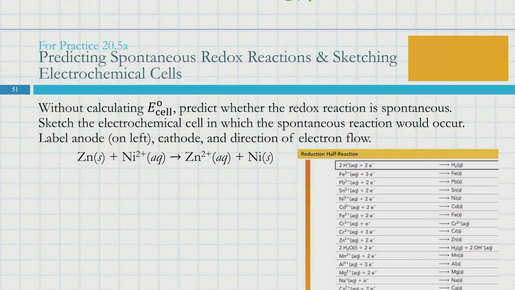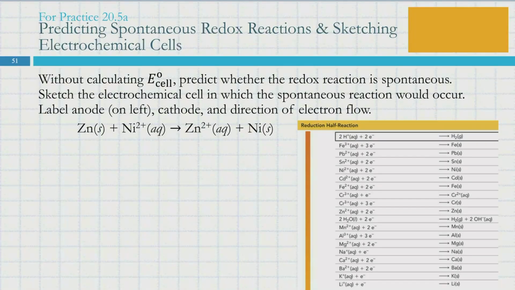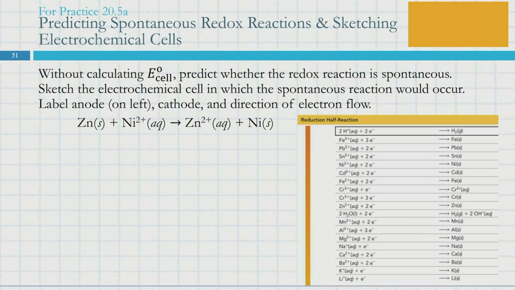Okay, without calculating the standard cell potential, predict whether the redox reaction that's listed here, zinc and nickel, is spontaneous. Sketch the electrochemical cell in which the spontaneous reaction would occur, label the anode on the left, the cathode on the right, and the direction of electron flow. And I'll give you a little bit of time to do that.